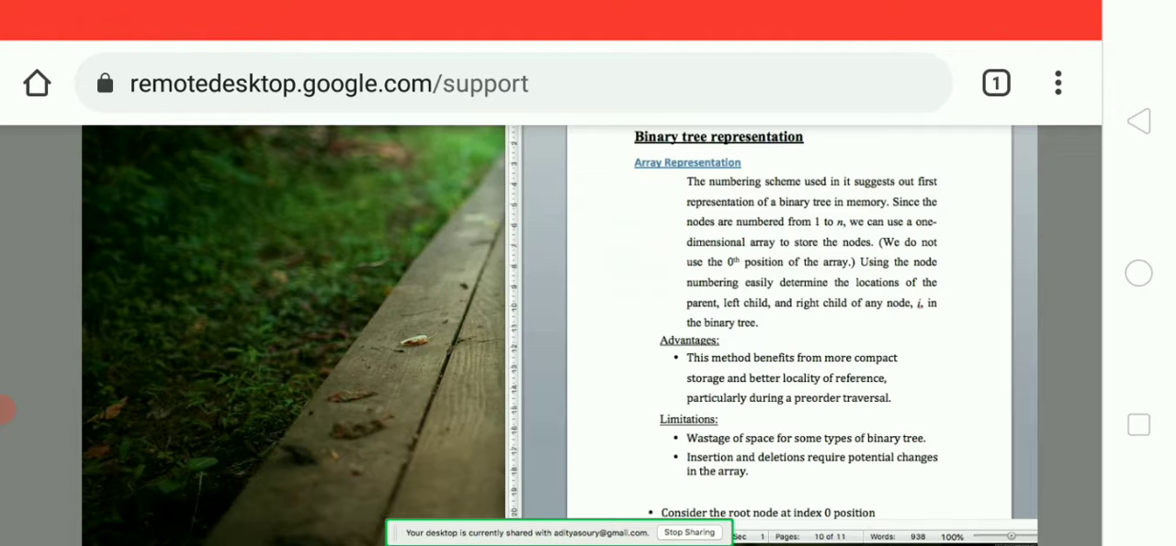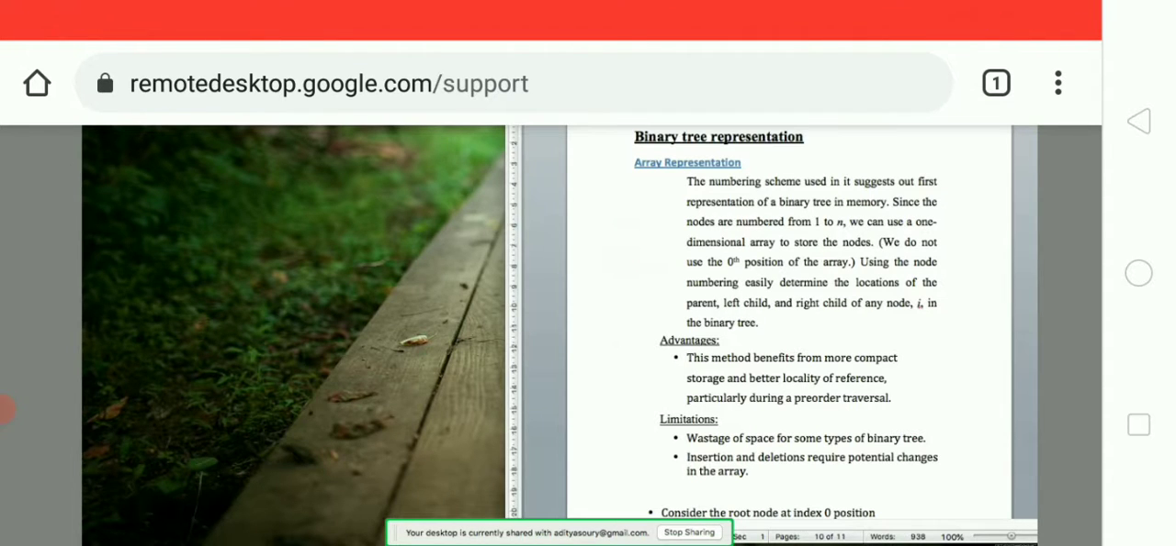Today our topic is binary tree representation. We can represent our binary tree in two ways. One is in sequential order and another one is in linked list. Sequential order can be represented in arrays. So we can represent our binary tree in arrays and in linked list.